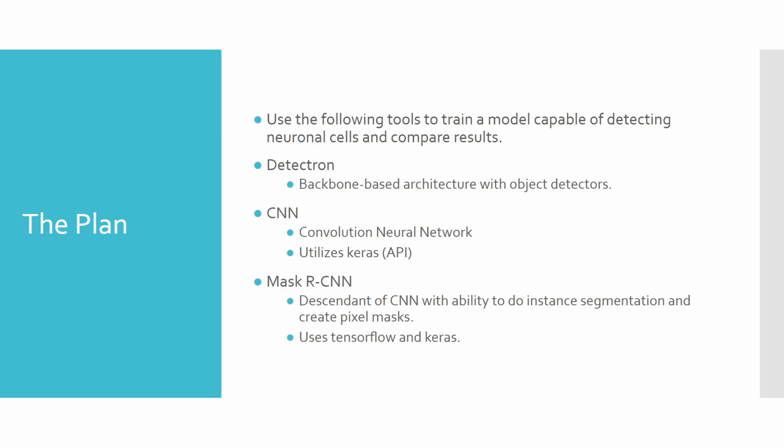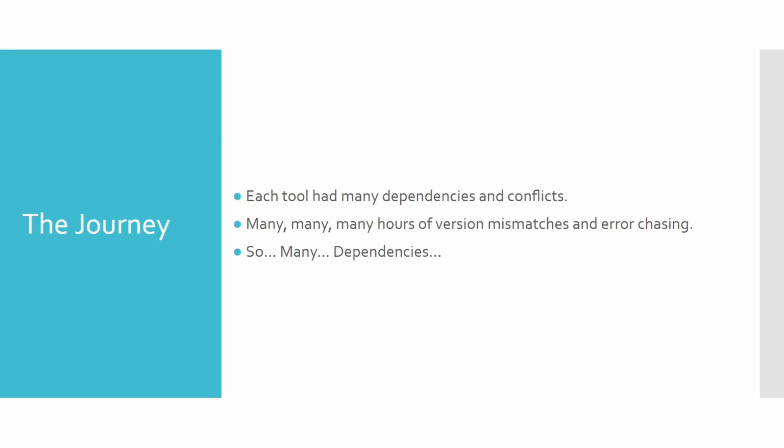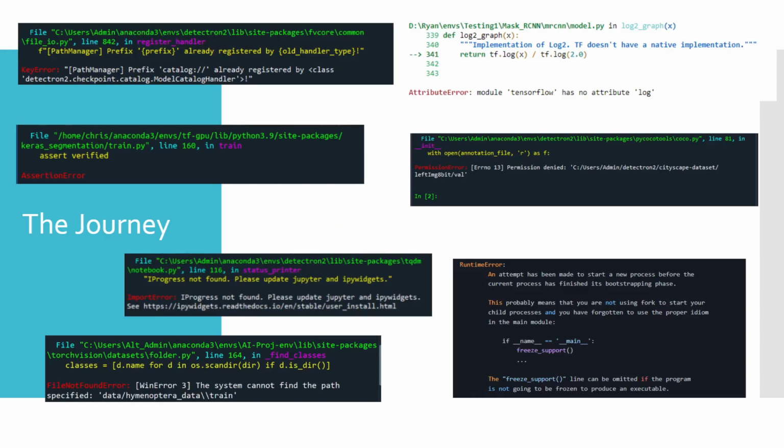And I say that was the plan because sometimes plans change. Each of the tools we used had a long list of dependencies, and there were numerous and unending conflicts trying to get all three of those installed and running correctly. So many version mismatches and a lot of error tracing, which resulted in a flurry of difficult to track down problems and difficult to find solutions. So we had to change the plan up a little bit.